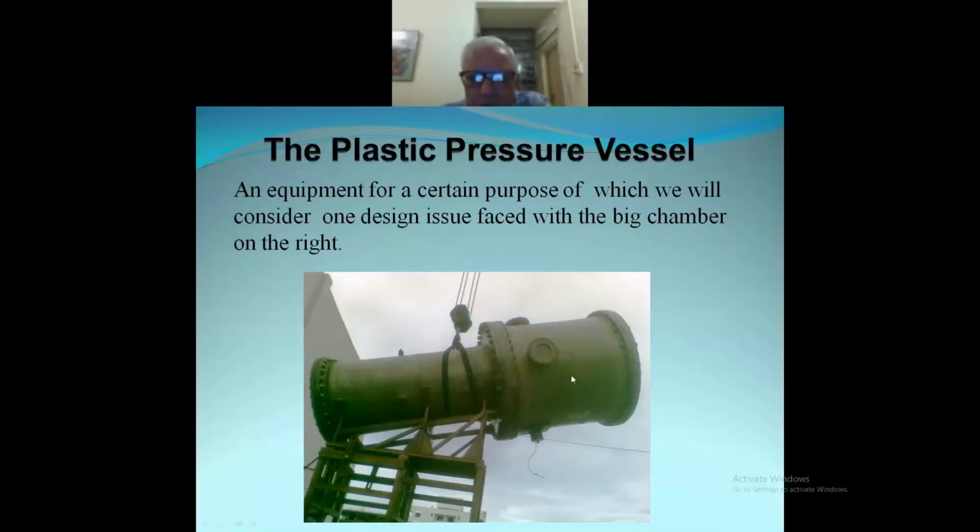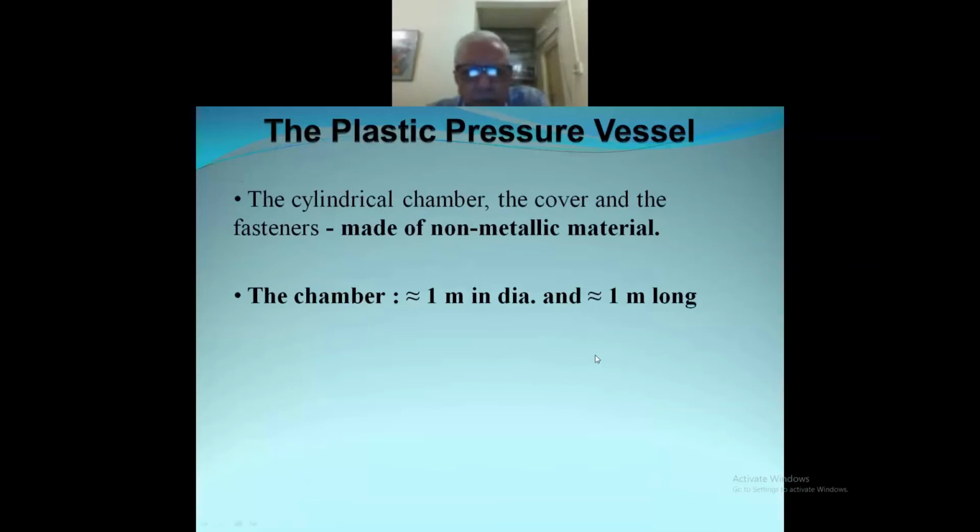Now the whole thing is made of plastic, so there is nothing great about it. The cylinder is 1 meter in diameter and 1 meter long. Making a chamber like this with, say, fiberglass is not a great deal, because so many times acids etc. are carried in tankers where the tanks are made out of fiberglass and things like that. So it is like that. But the problem got complicated elsewhere.